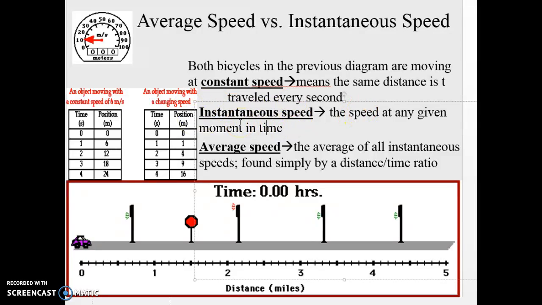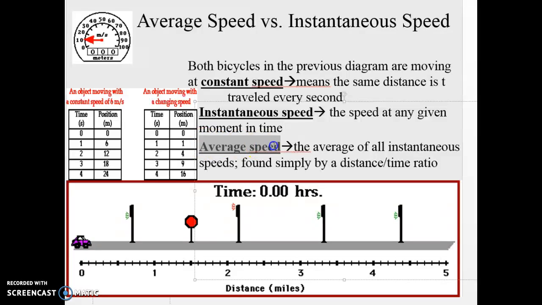Okay, instantaneous speed would be your speed at any given moment in time. Another example of that would be when you're driving and you look at your speedometer. At that very moment, you're traveling 62 miles per hour. The next second, you might speed up or slow down a little bit, but at that very moment in time, your instantaneous speed is whatever the speedometer says.